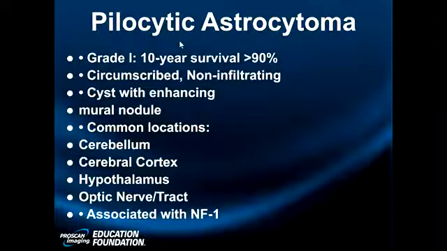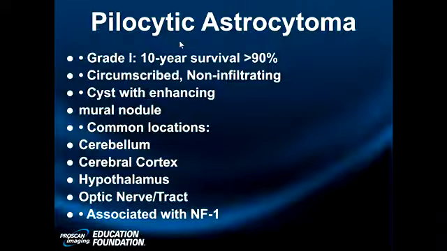I think I'll say a few words about this tumor since it's such an important tumor to identify. We typically think of it as a pediatric tumor, but we see them in adults. This is a 32-year-old. The 10-year survival for this tumor, a World Health Organization grade 1 lesion, is over 90%. Many of them are cured. They're circumscribed. They're non-infiltrating. You know them as a cyst with an enhancing mural nodule.